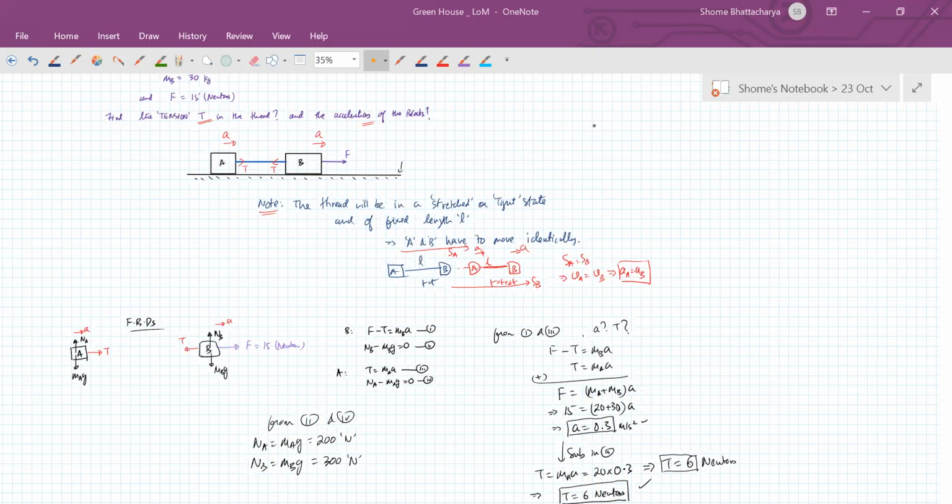But other than that, what is pulling A? It's the rope, na. So whatever the tension in the rope, that is the only horizontal force acting on it.